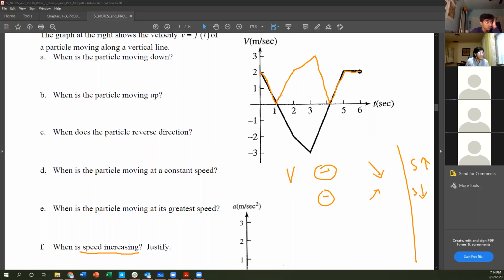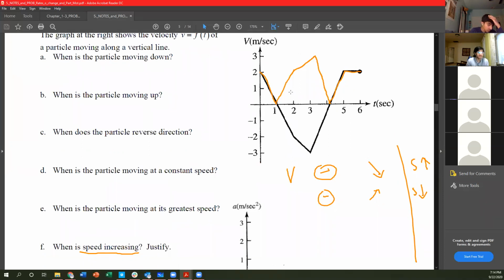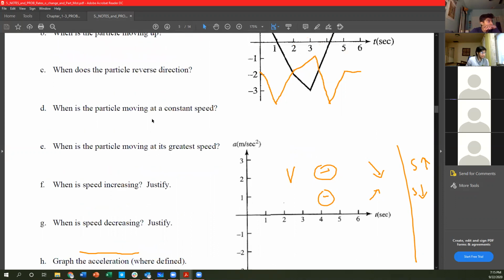So when is the speed increasing then? From 1 to 3. Yep. And then 4 point whatever that number is to 5. Okay, good. When is speed decreasing? Same logic. Just the other times that we didn't talk about. So that's from 0 to 1, 3 to 4 point whatever that is, and that's it.